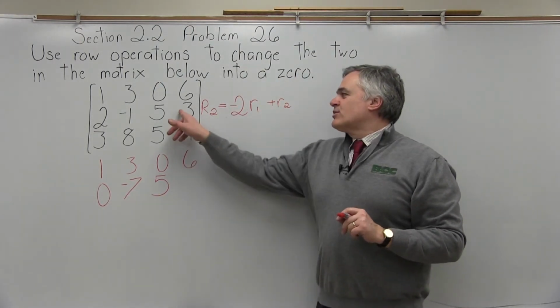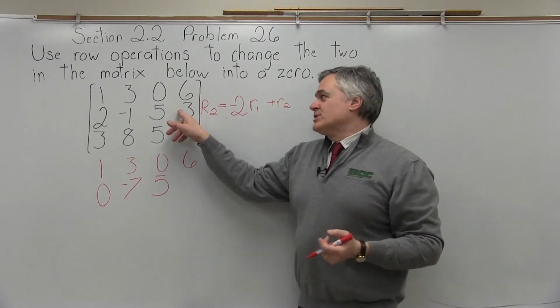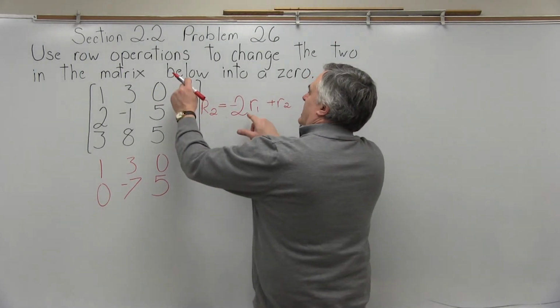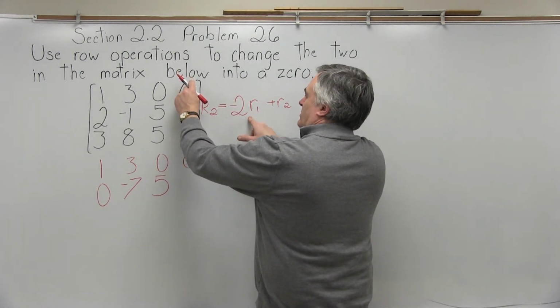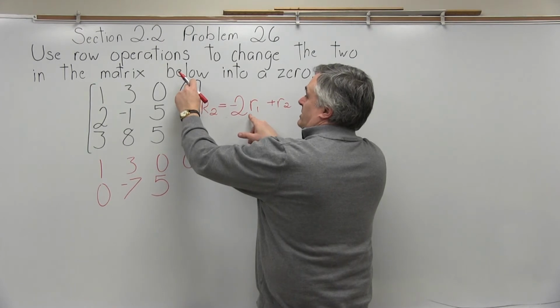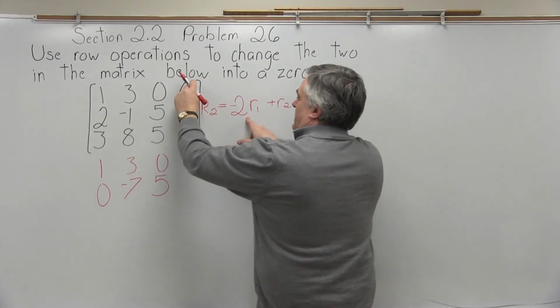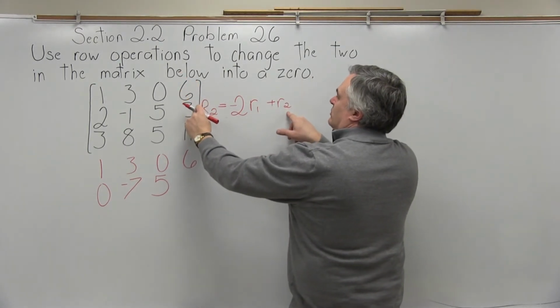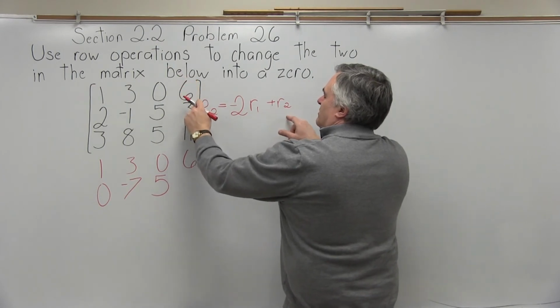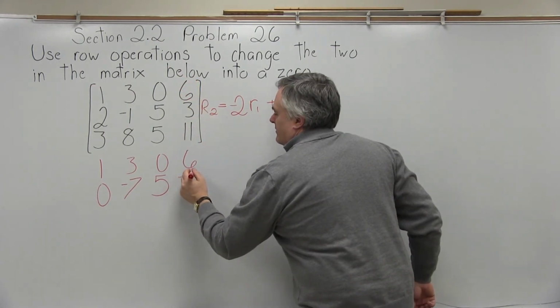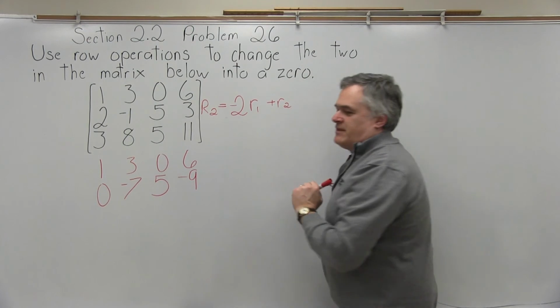And then finally the 3, what happens to that? That one will change. So negative 2 times row 1, when I do that, that's negative 2 times 6. I'm going to make a negative 12. Take that negative 12, add it to row 2. So negative 12 plus positive 3 is negative 9.